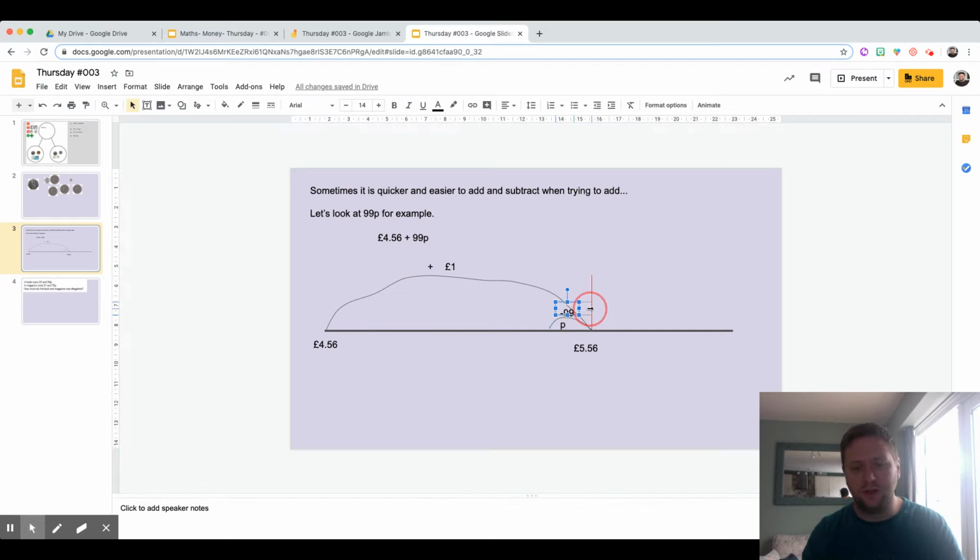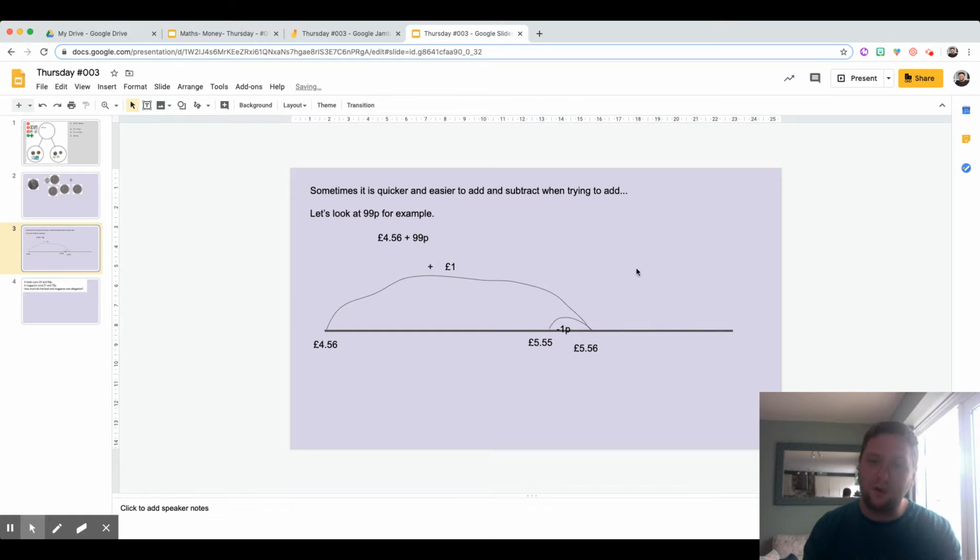So I'll just put that there so you can see exactly what I've done. I didn't do that though, did I? I took away 1p. There we go, better. And I'll pop that on there to show you that that's what that is doing. So now it's easy to take away 1p from the £5.56. I end up with £5.55 as my answer.